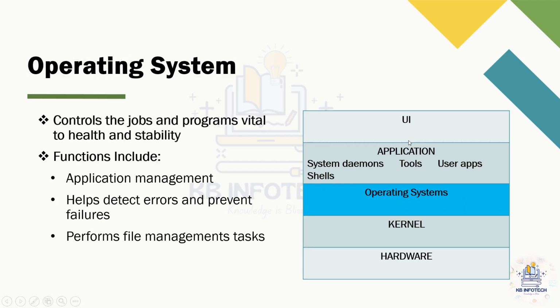The operating system controls the jobs and programs that are very important to system health and stability. Its functions include creating the environment to run applications, detecting errors and implementing measures to prevent complete system failures, and performing file management also. In a Linux system, the operating system is built on top of the Linux kernel, which performs the most vital operations.